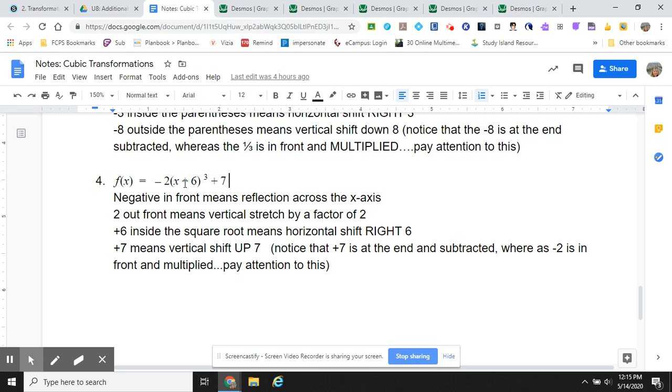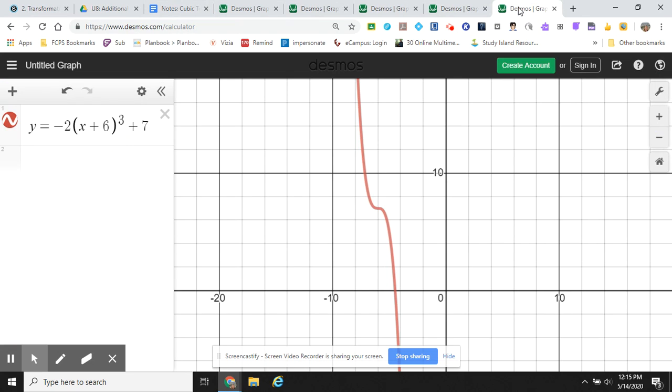The plus 6 inside is to the right 6. Nope, that should be to the left 6. I keep making typos. It happens. To the left 6, and then the plus 7. And if I looked at my graph, I'd have seen that I'd have gotten it wrong. So see, it moved that. There's my point. It moved it left 6, and it moved it up 7.